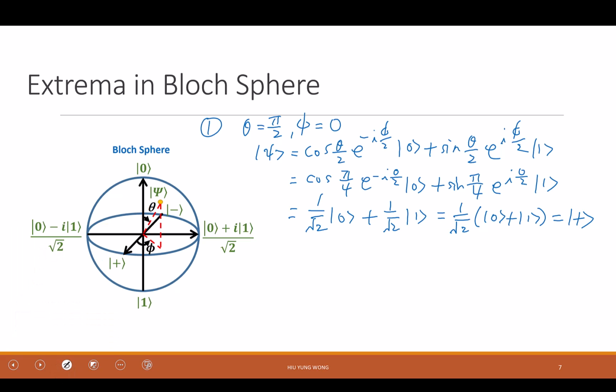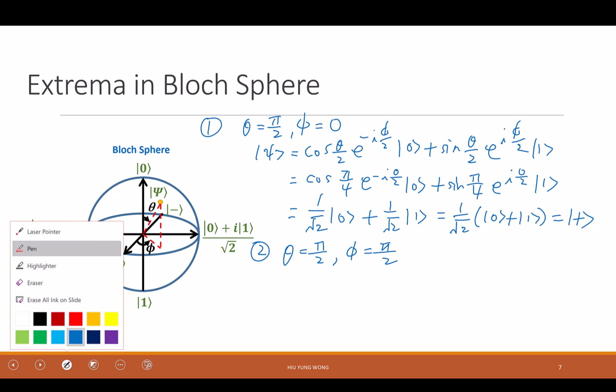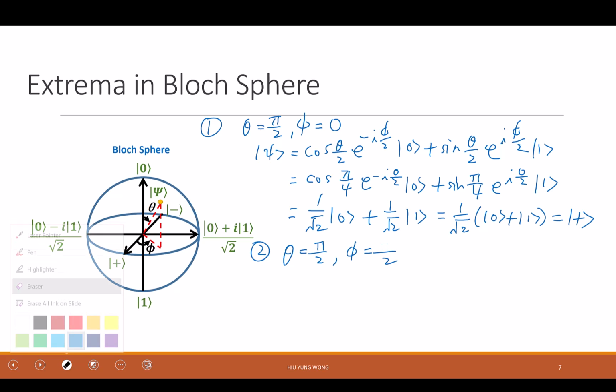Let's do one more exercise, right? What if theta equals pi divided by 2 and phi equals pi divided by 2? Which state do you expect, which point on the Bloch sphere do you expect it will be?